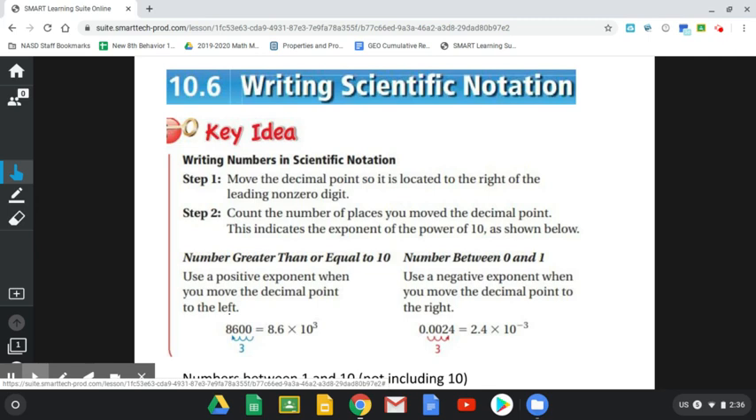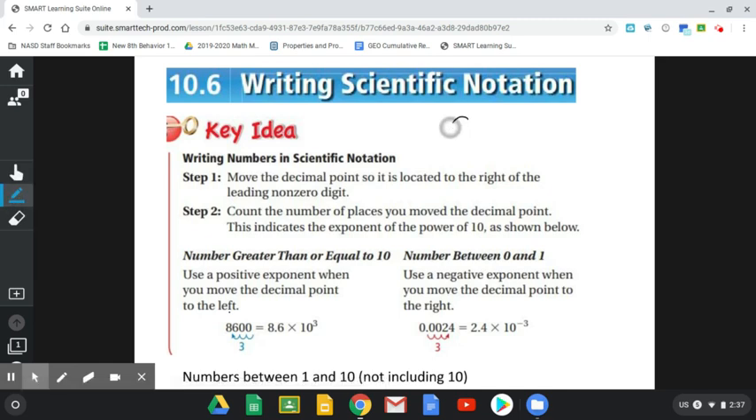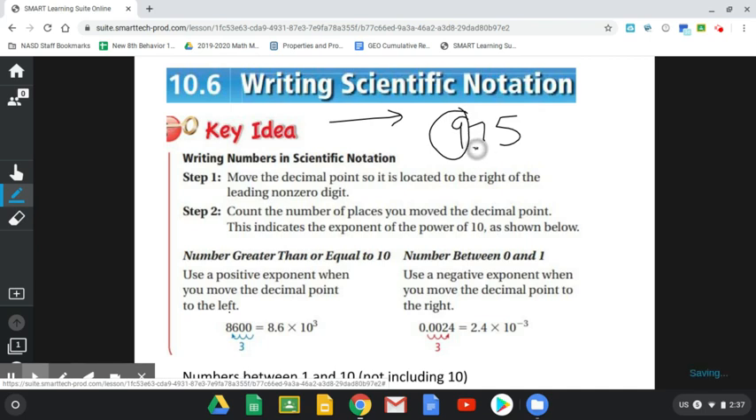The first step, we're going to move the decimal point so that it's located to the right of the leading non-zero digit. Just going to explain what that means real quick by writing down a number like 975. The leading non-zero digit means if we were coming from left to right, what is the first number that we would get to that's not a zero? So the 9 is the first number we would get to that's not a zero. So they're telling us that we're going to move the decimal point to the right of that number 9. Okay, so we would put a decimal point there, and then we'll show you what we're going to do the rest of the way with examples.